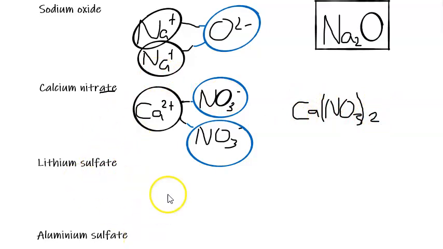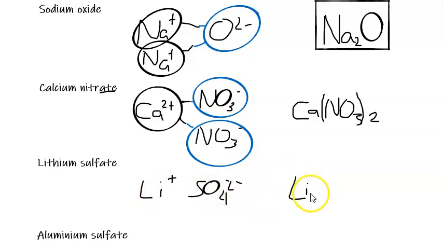Now, lithium sulfate, I'll push through as quickly as I can. So we've got lithium, Li+, and then SO4 2-. So we're going to need 2 lithiums per sulfate. You could draw that out yourself. So what we're going to do is Li2SO4. Notice in this case, because we only have 1 of these polyatomic ions, no brackets are needed. That's a tricky one that will trip people up.